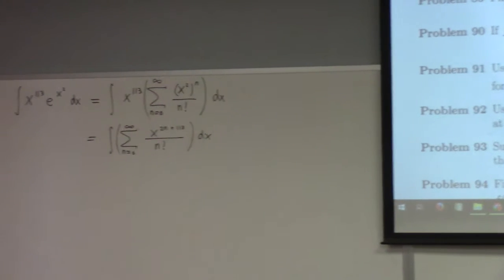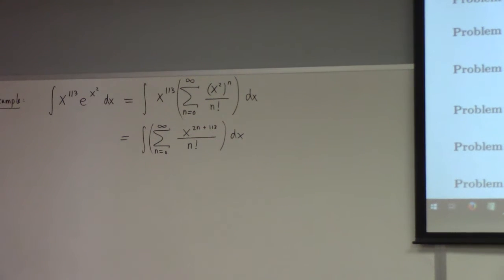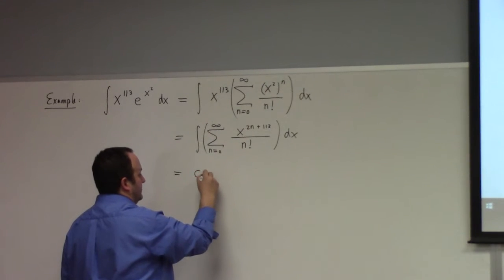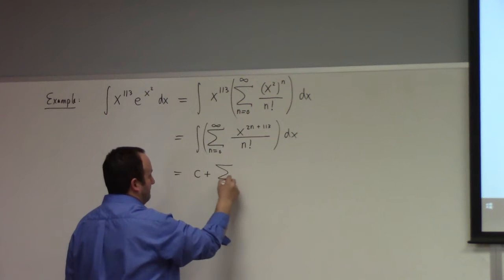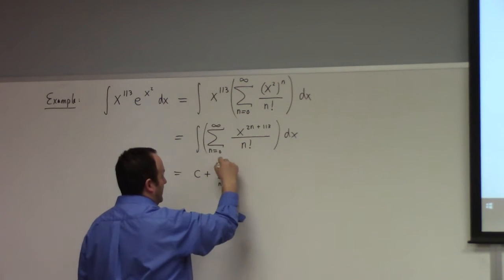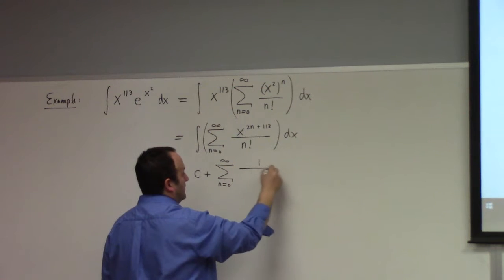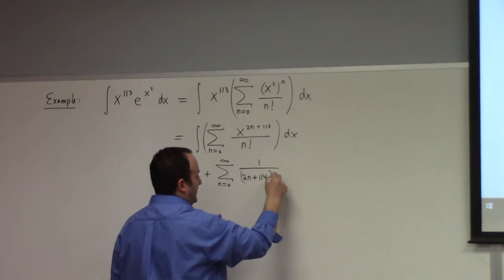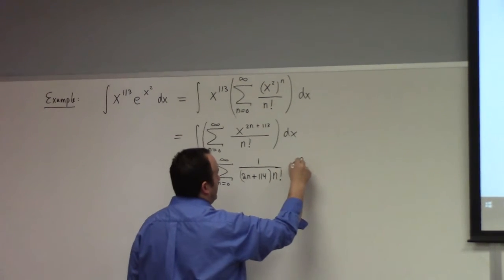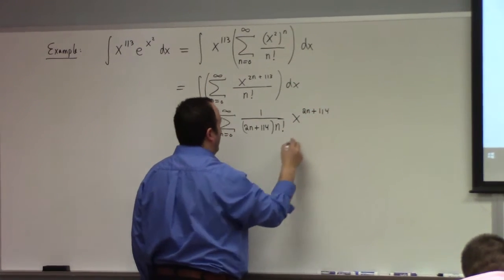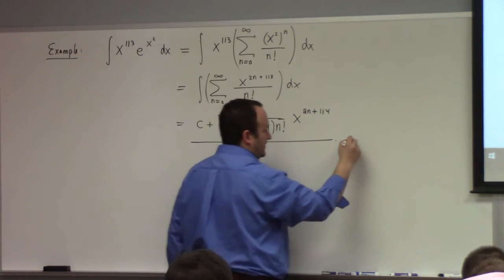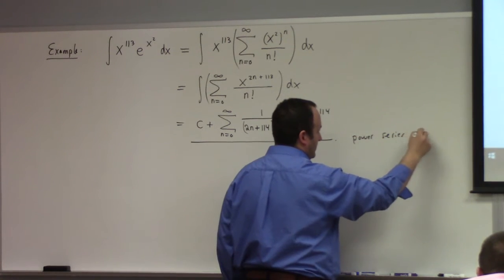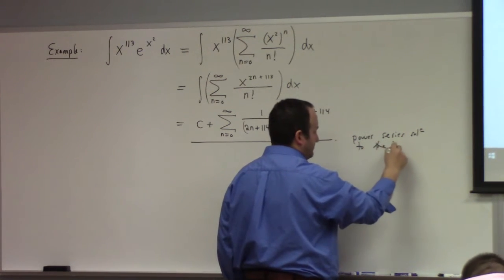And so then I can integrate term by term. I get a constant plus the sum, n equals 0 to infinity, of 1 over 2n plus 114 times n factorial, times x to the 2n plus 114. And there you go. This is a power series solution to the integral.